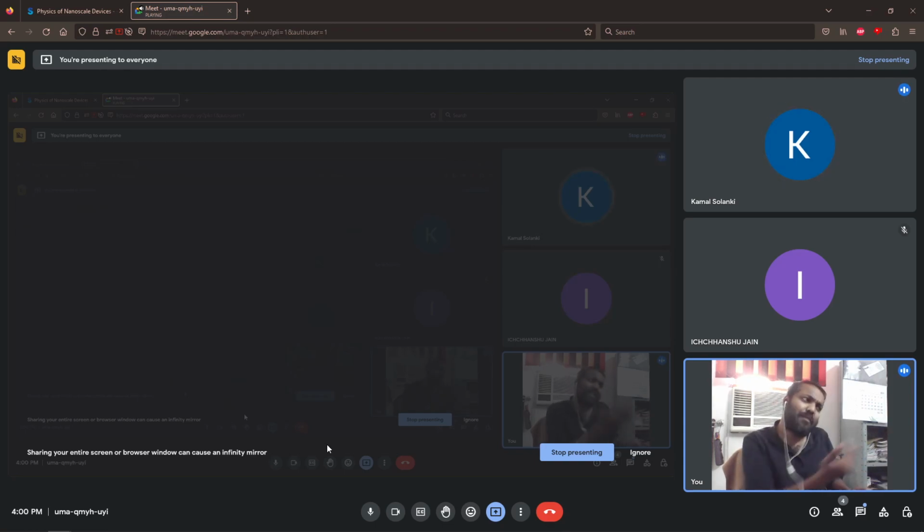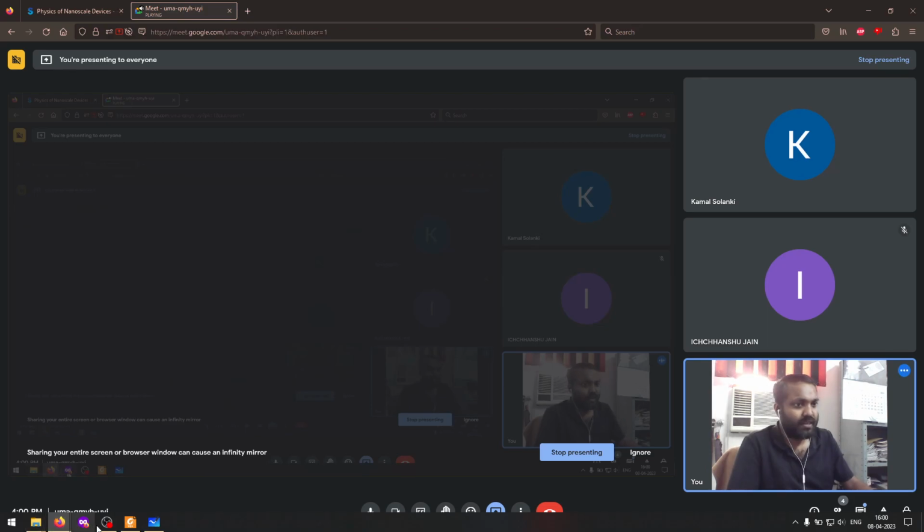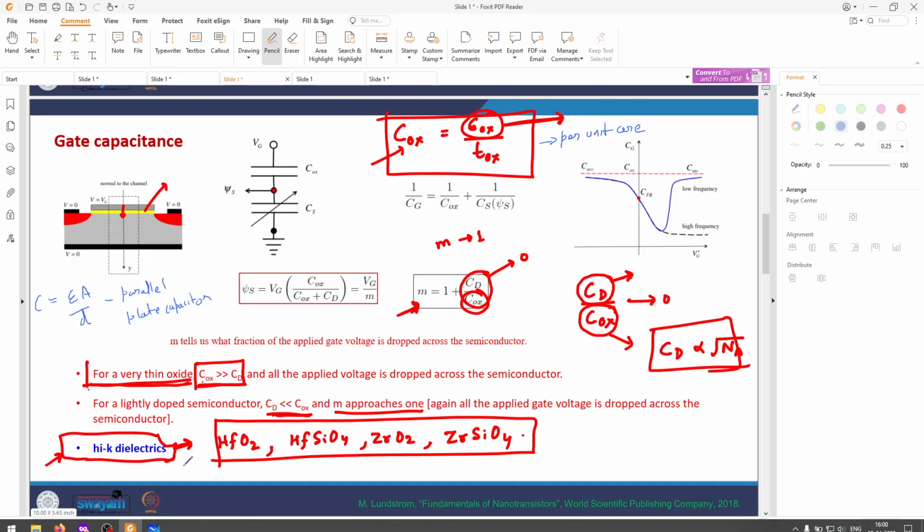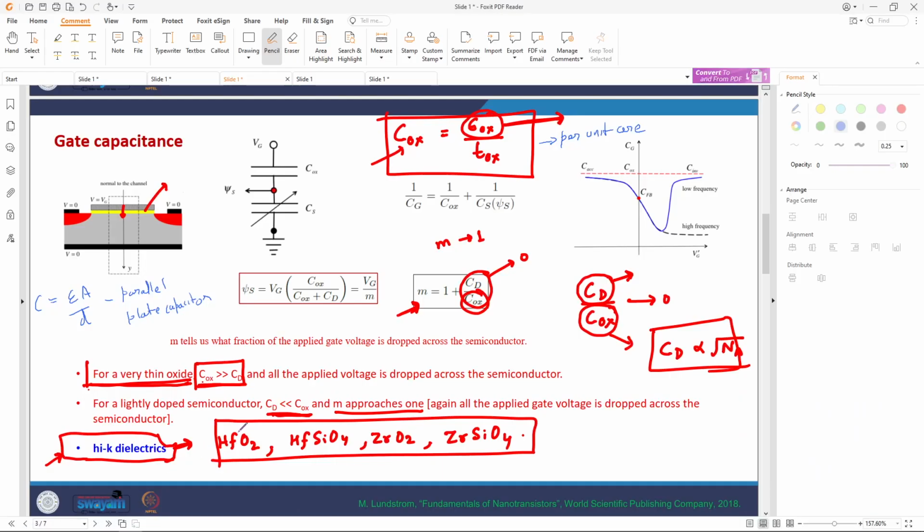But if we can somehow reduce the oxide thickness, then of course we can increase the oxide capacitance and thereby bring the body coefficient closer to 1. Okay. All right. Good.